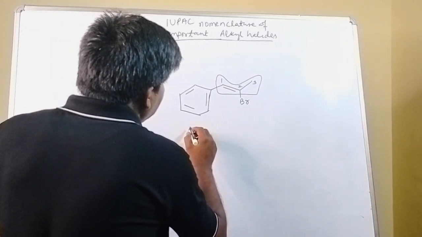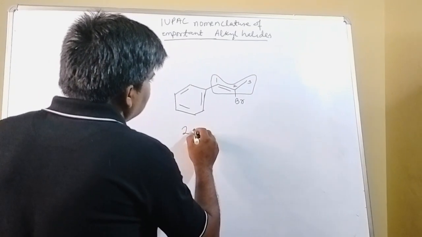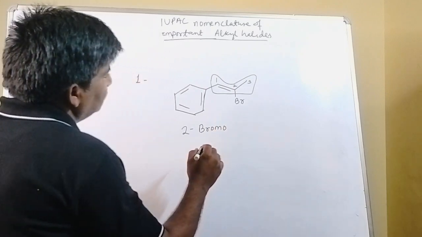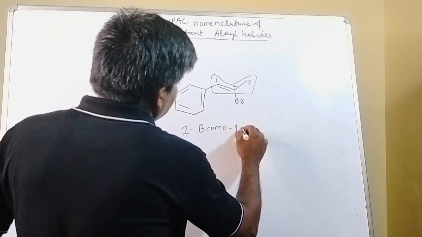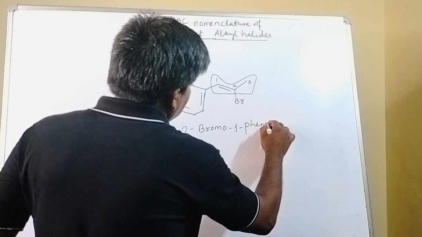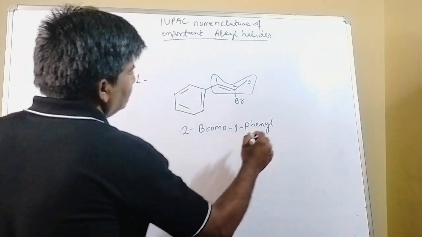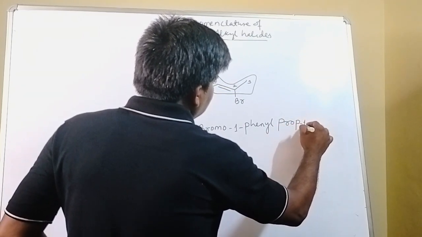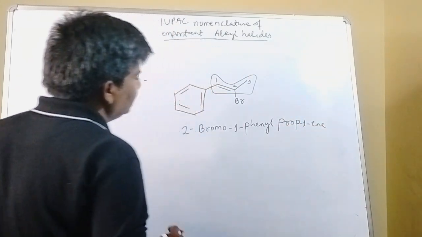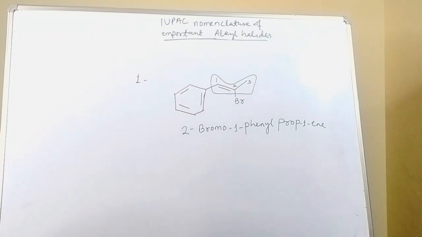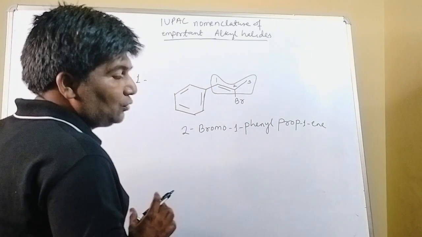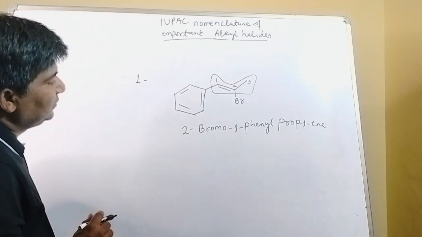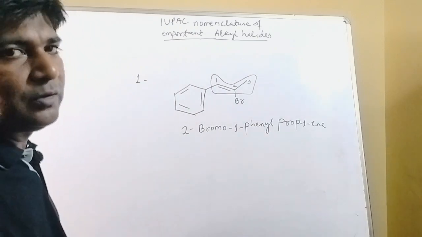So the name of the compound is 2-bromo-1-phenylprop-1-ene. So there are two substituents in this compound, phenyl and bromine. In the alphabetic order, bromo comes first.